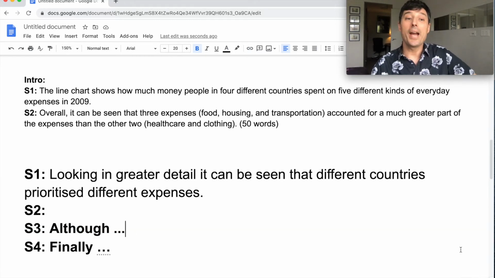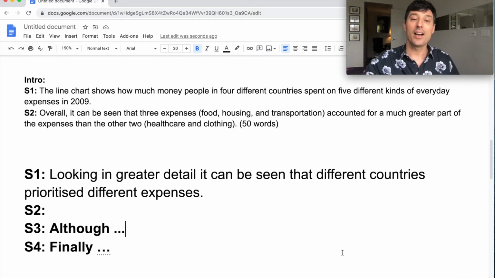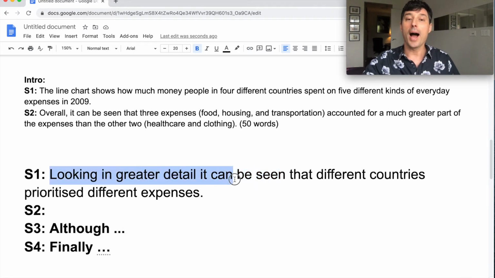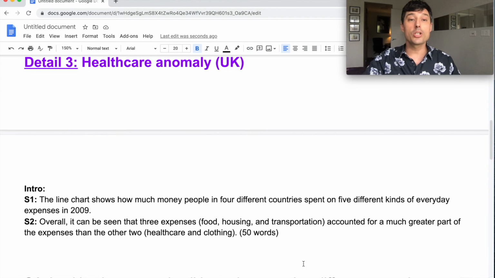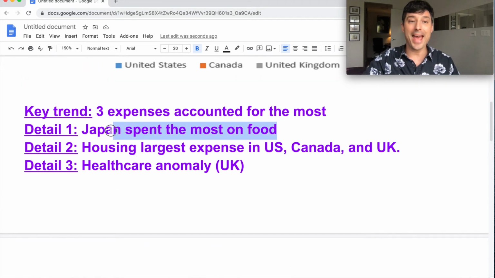So for the S1, I've written, looking in greater detail, it can be seen that different countries prioritized different expenses. This is just a nice general sentence to get us started, okay? It's got a nice little modal plus perfect tense there and that beautiful linking language at the beginning. For sentence 2, I'm just going to talk about that detail number 1 up there. Japan spent the most on food.